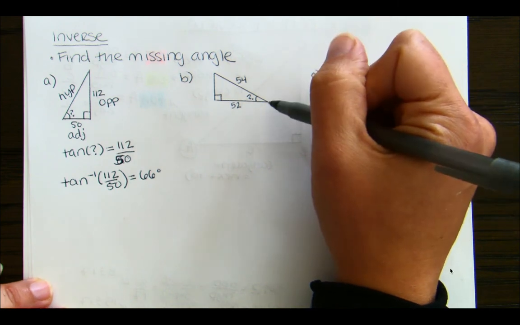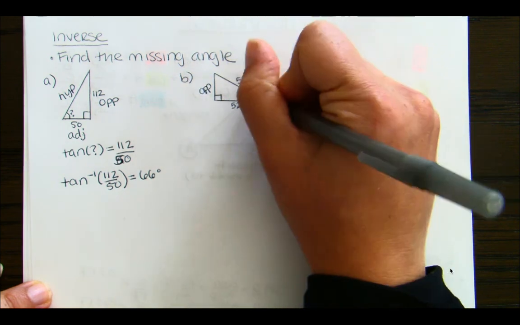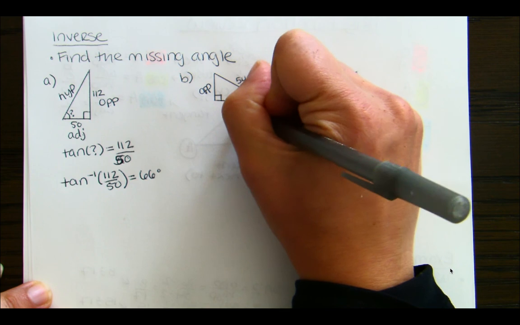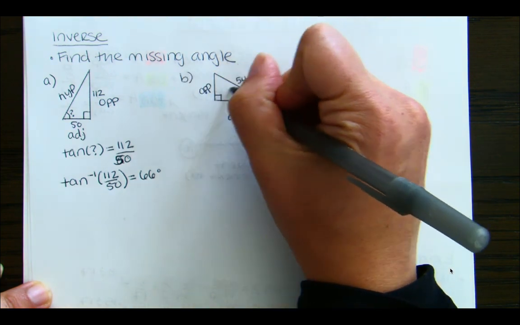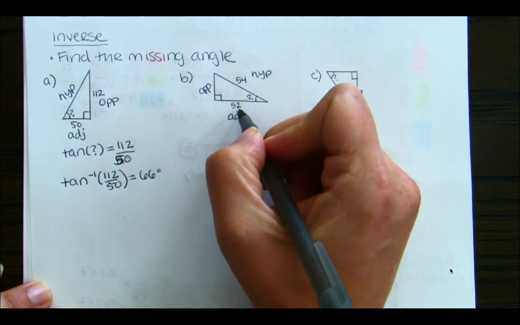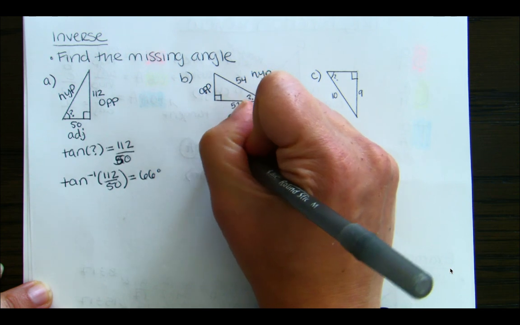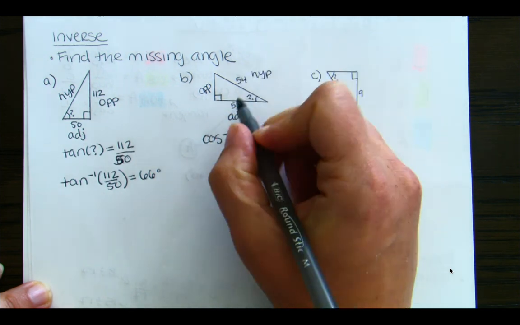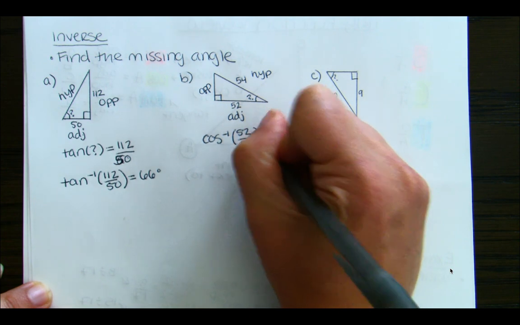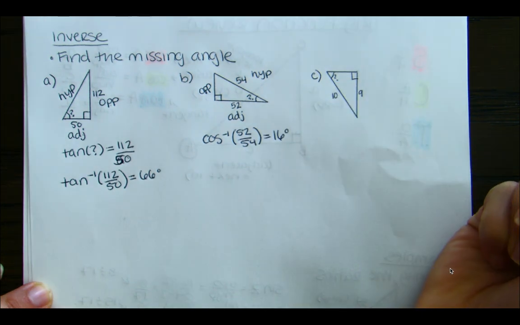So same idea, we're going to label it again. Opposite is over here from the angle that's in question. Adjacent is next to it. Hypotenuse is always opposite of the 90 degrees. So that means that I have adjacent and hypotenuse. So I'm going to use cosine. So the inverse of cosine, adjacent over hypotenuse. If I put that in the calculator, we get 16 degrees.